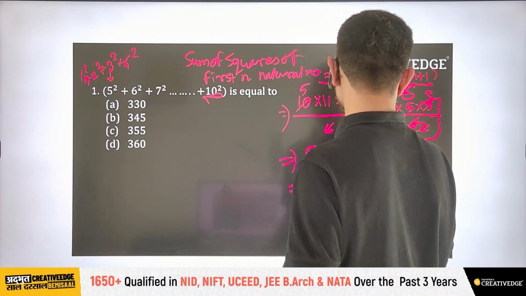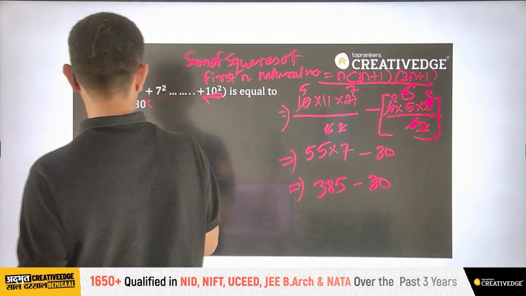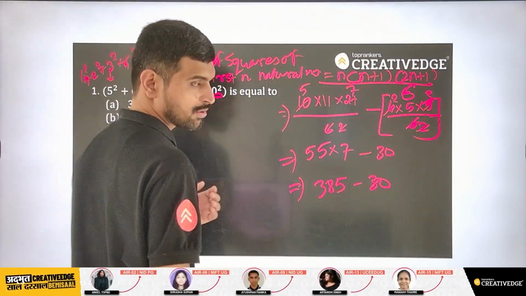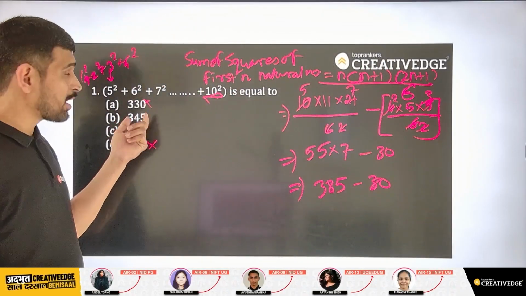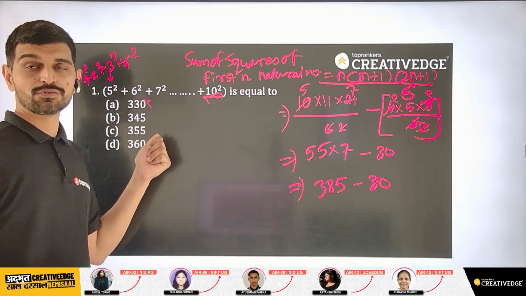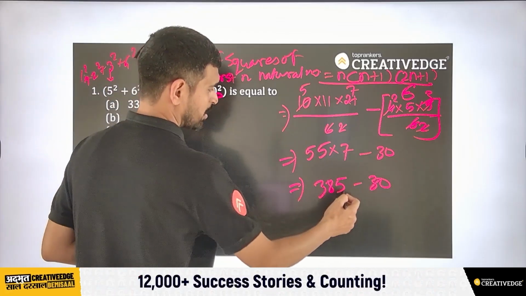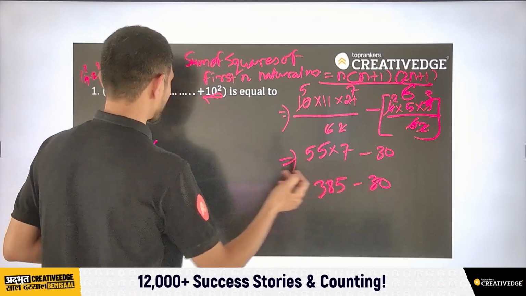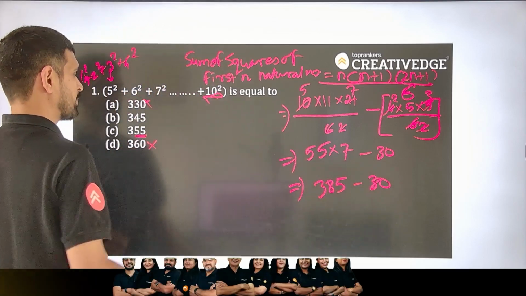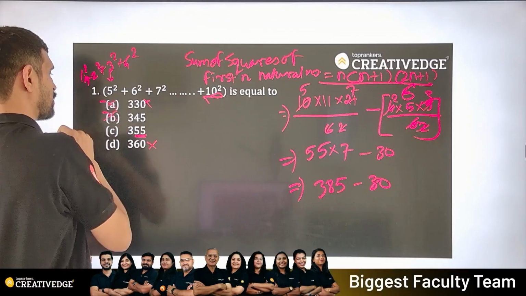385 minus 30. So look at the options. Your correct answer should be one of the options that has a unit digit as 5, right? So 5 minus 0 will be definitely 5. 8 minus 3 is 5. So I have to have double 5. That means option B is also not correct.